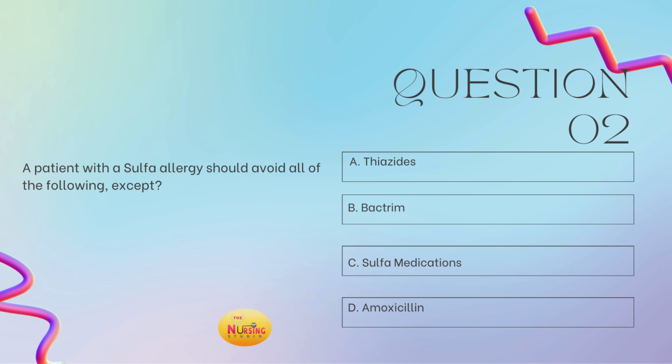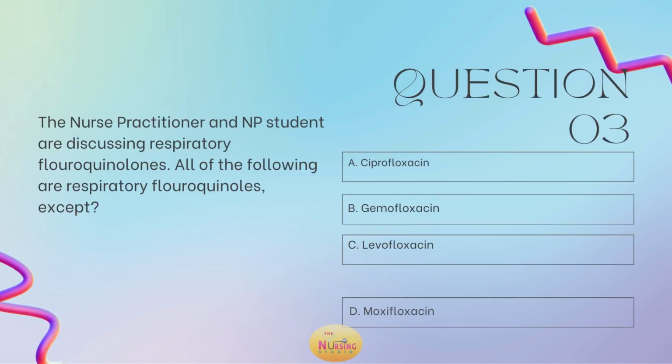All right, you guys. A patient with a sulfa allergy should avoid all of the following except. A, thiazides: yep, thiazides you want to avoid in patients with sulfa allergies. Bactrim we want to avoid because it is a sulfa med, right? C, you definitely want to avoid sulfa meds. So D, amoxicillin, you can still take, that's a penicillin, right? You can still take that if they have a sulfa allergy. That was an easier one, right?